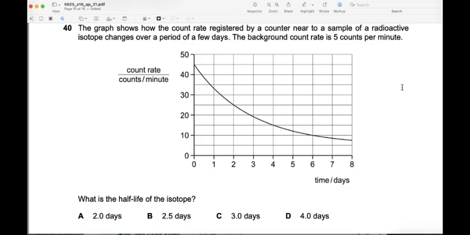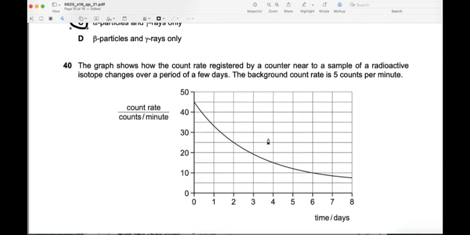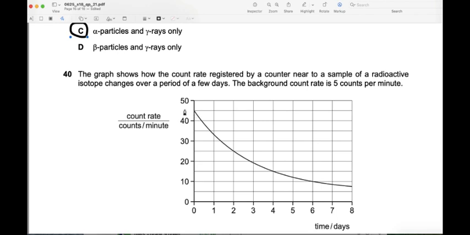So, what is the half-life of the isotope? Now we add the background count. Here is 45, right? The radioactive source starts from 45 here. So when we add the background count of 5 counts per minute, we get 50. So we now assume it starts from 50. To get half-life, you say 50 divided by 2, and we get 25.